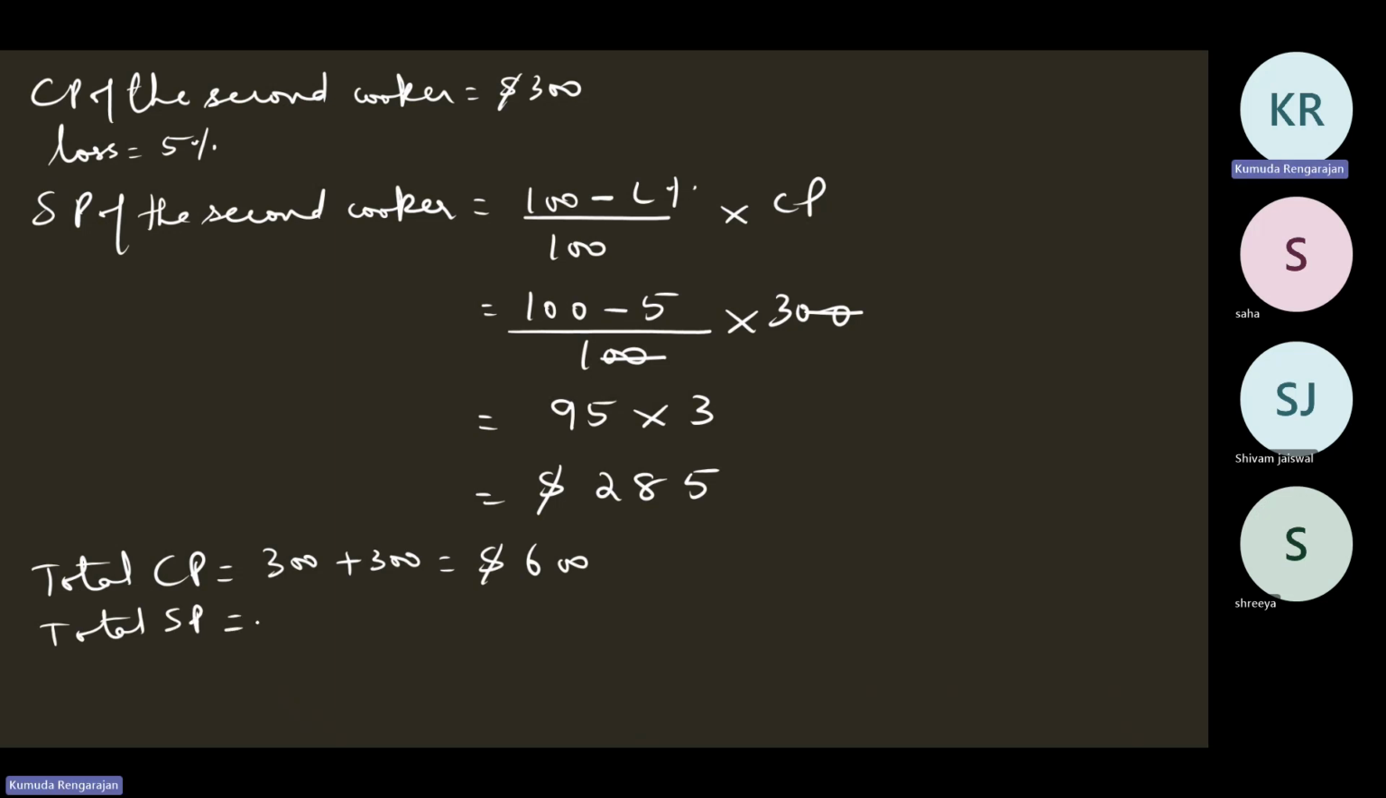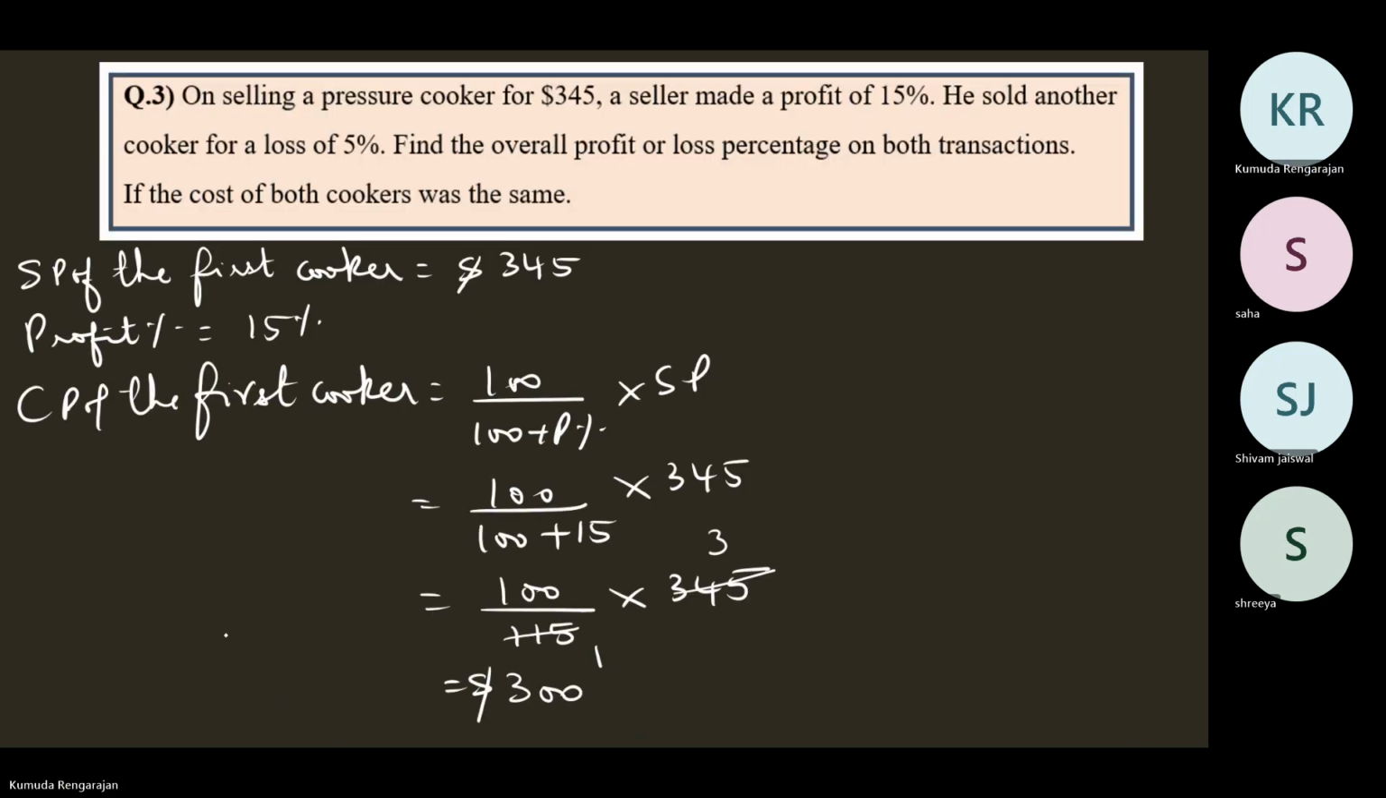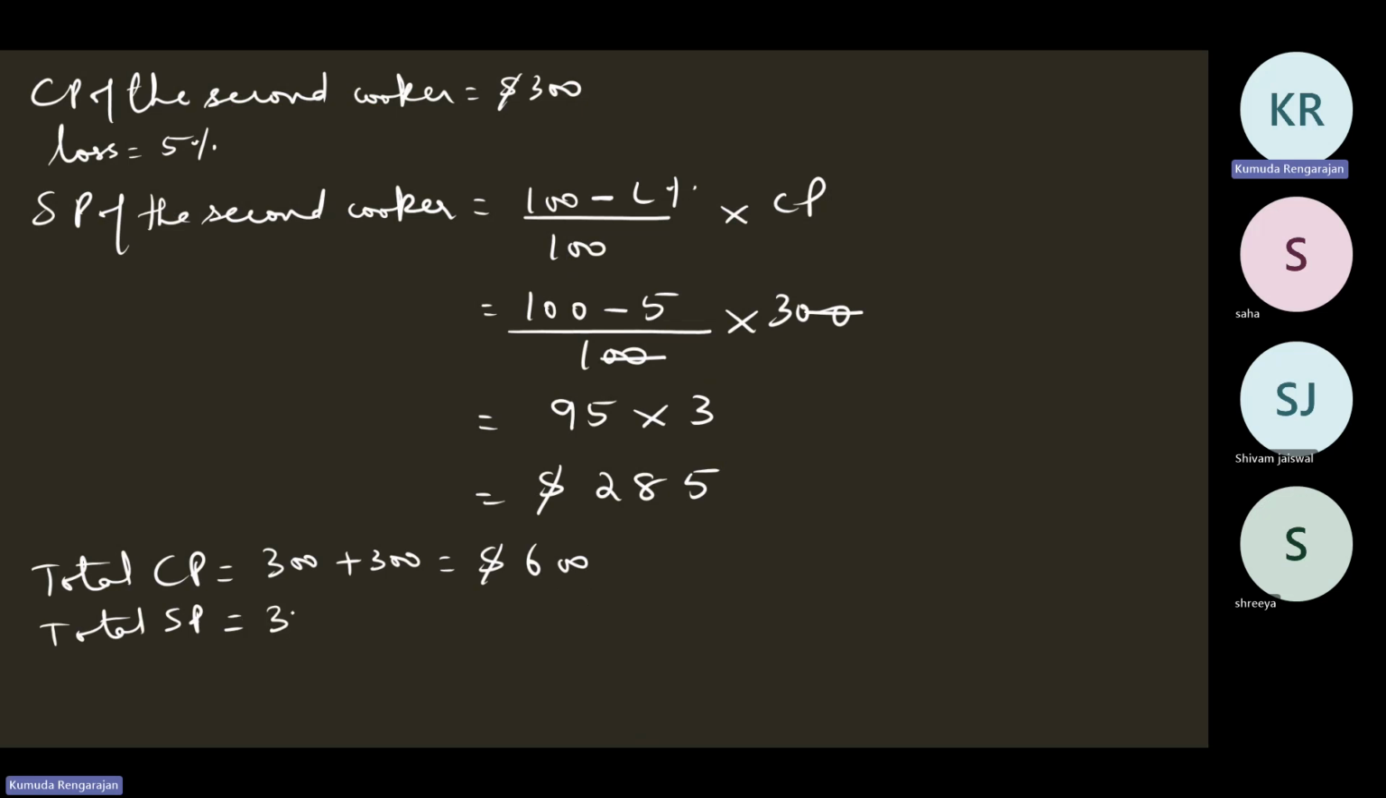Total SP, $345 plus $285. Yeah, so the SP is more than the CP, so it's a profit. Profit is equal to 630 minus 600. So $30 profit.